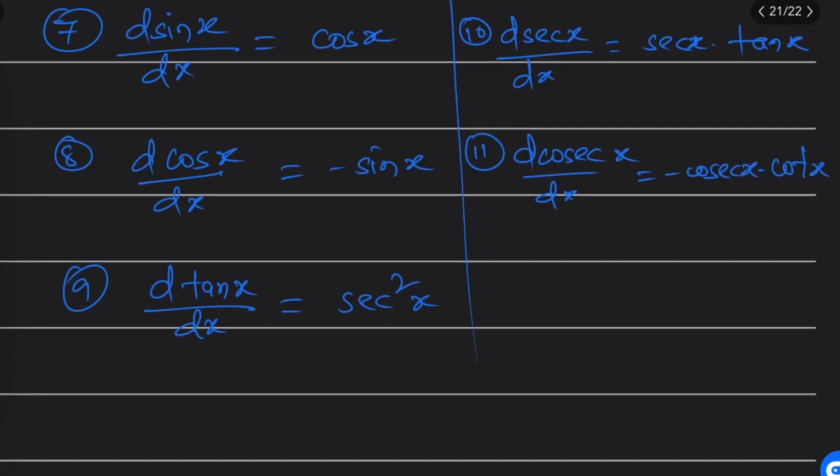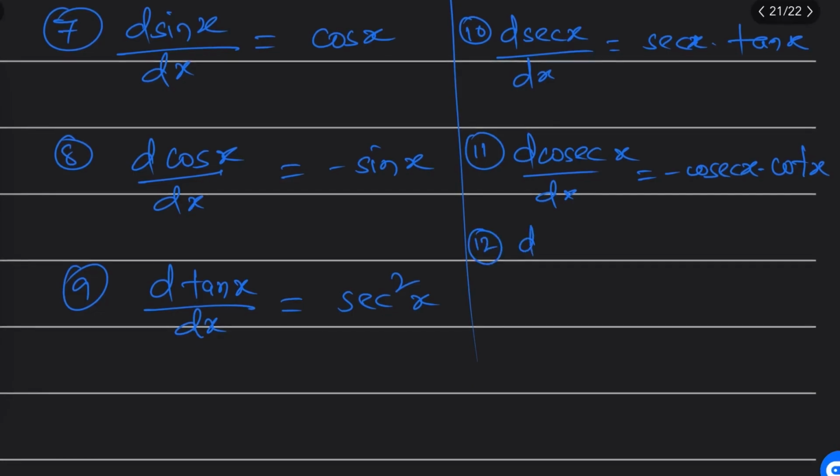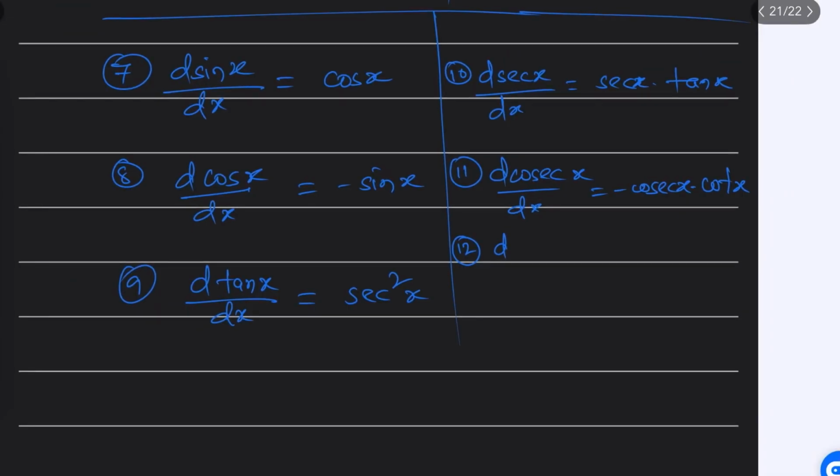Similarly, twelfth, differentiation of cot x with respect to x is going to be, again it starts with c, so minus cosec square x. Hope you understood, right?